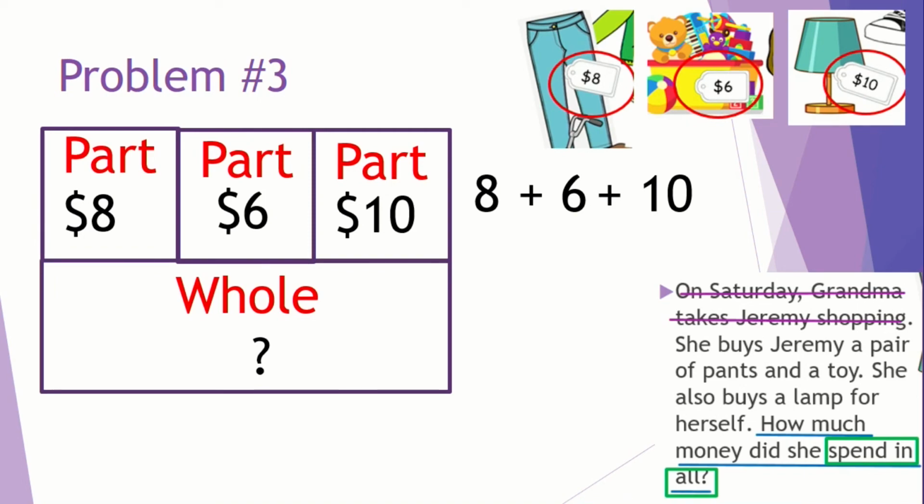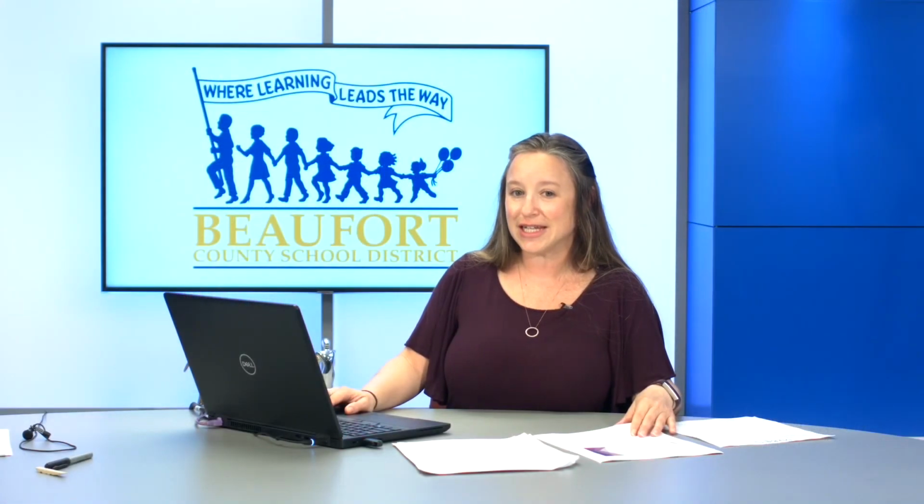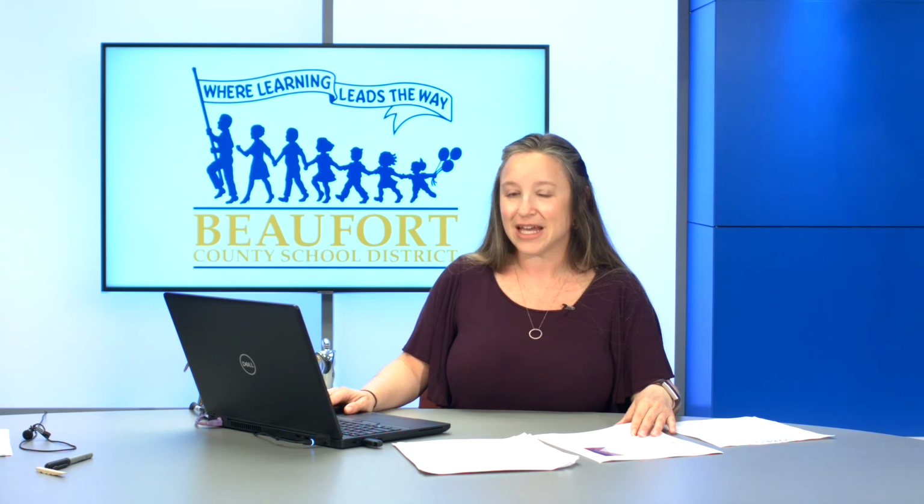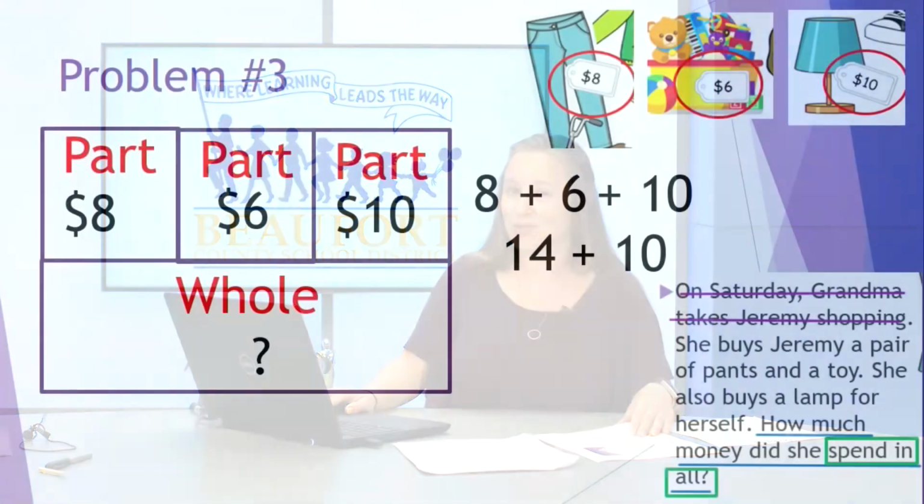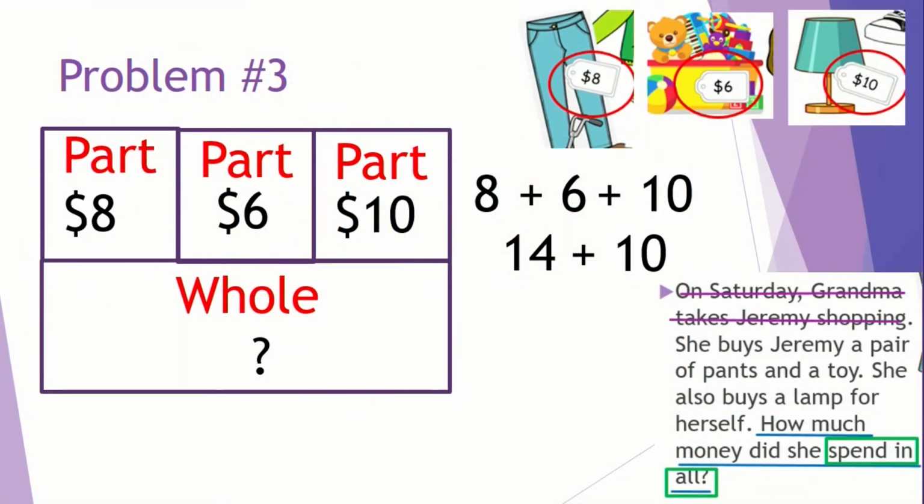So 8 plus 6 is 14. Great job. And then we're going to do 14 plus 10. So when we're doing plus 10s, we just have to change our tens place. So we're going to go 14 to 24. So 8 plus 6 plus 10 is 24.